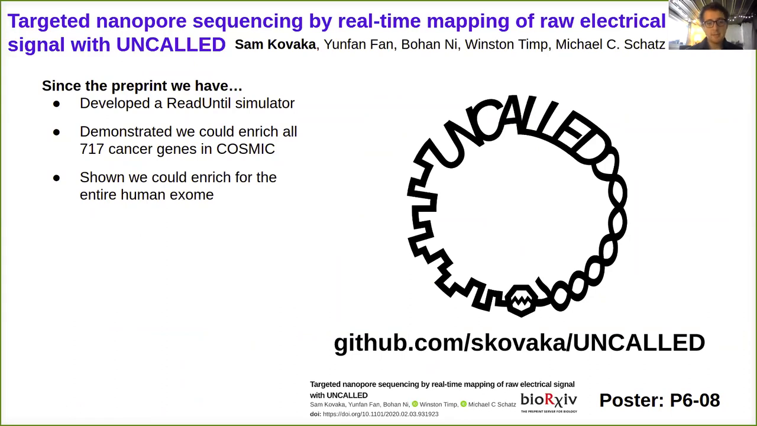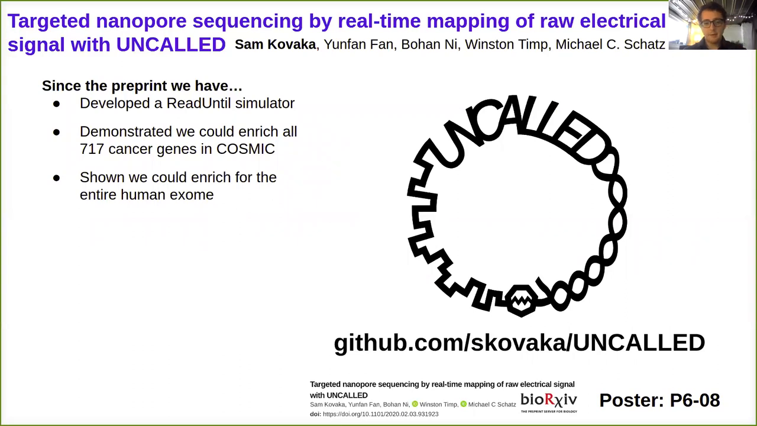Using the simulator, we showed that Uncalled would be able to enrich for a much larger panel of 717 cancer genes in the COSMIC database, which tries to collect all genes associated with human cancer. So we're able to enrich this to levels similar to our smaller gene panel. We also show that we could potentially enrich an entire human exome by about 3-fold, which is very exciting. So we really want to try these real runs once we are able to.